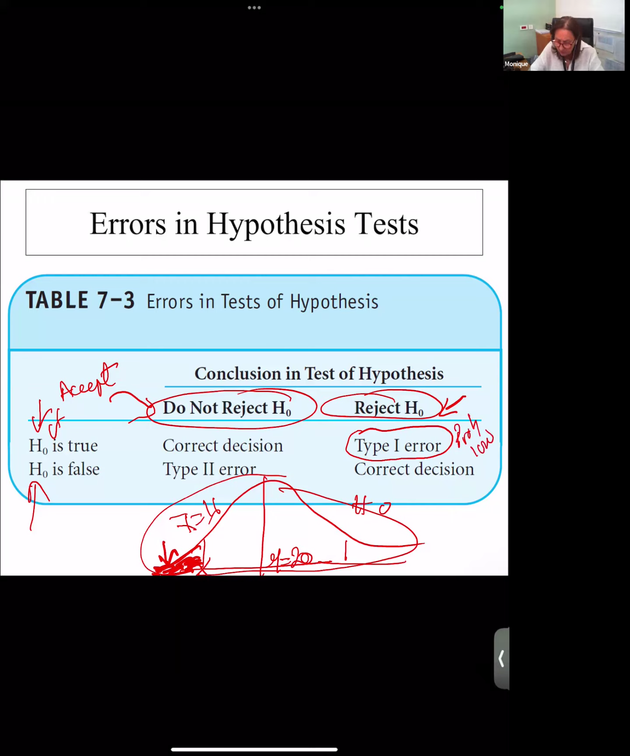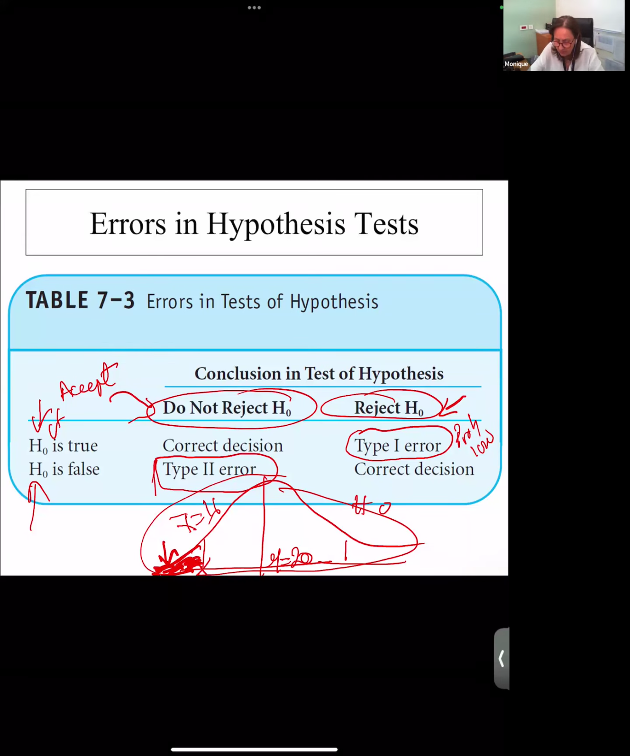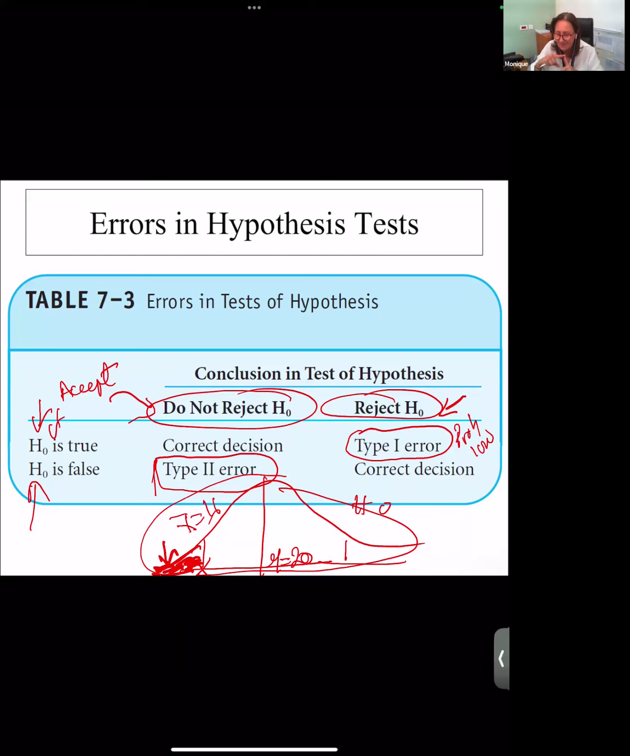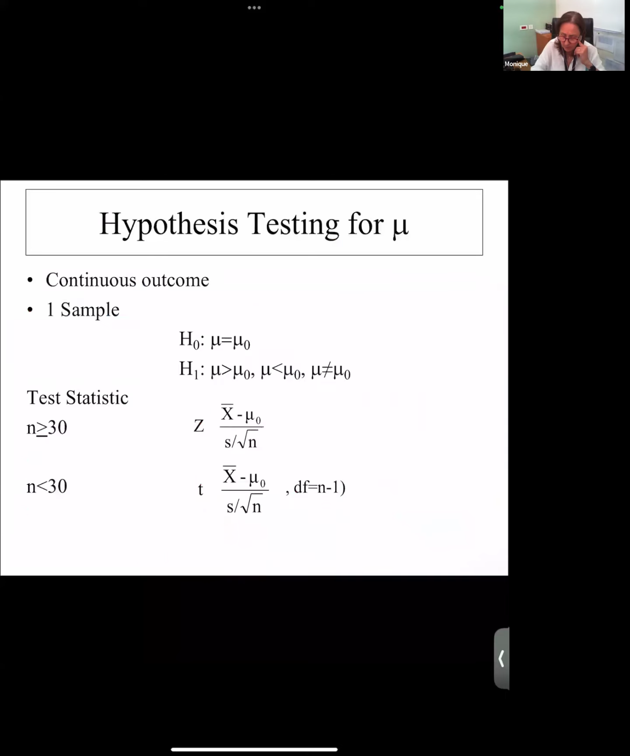And sometimes H0 is false, and you don't reject H0 while it is false, that is type 2 error. That we will not address here, but just to know that when it is false and you don't reject it, that's another error that you commit that's really beyond the class or the level at EPHG 203. But just to note that 2 errors are committed. You reject when it is true, or you accept when actually it's not true. So these are the type 1 and type 2 error.